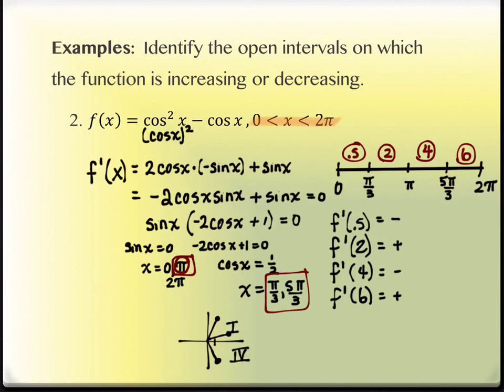I will assume you can confirm that by your graph of yourself, not the graph of the derivative, the graph of the original. But then the answer to the question is where is it decreasing and where is it increasing? So this is decreasing from 0 to pi over 3, union, so I like pictures, decreasing, increasing, decreasing, increasing, union pi to 5 pi over 3.